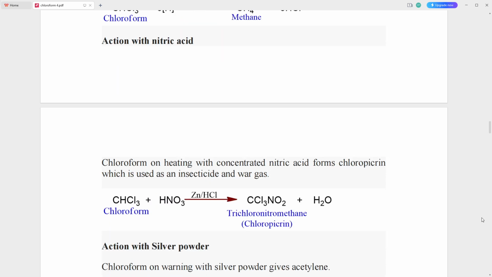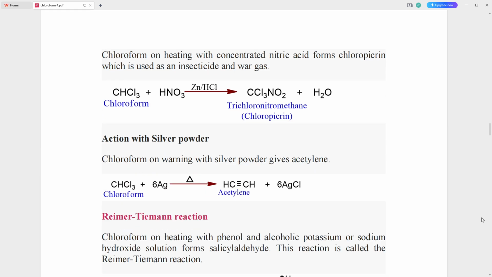Now reaction with nitric acid. Chloroform on heating with concentrated nitric acid forms chloropicrin, which is used as an insecticide and war gas. Chloroform when reacted with nitric acid forms chloropicrin, as you can see in this reaction.